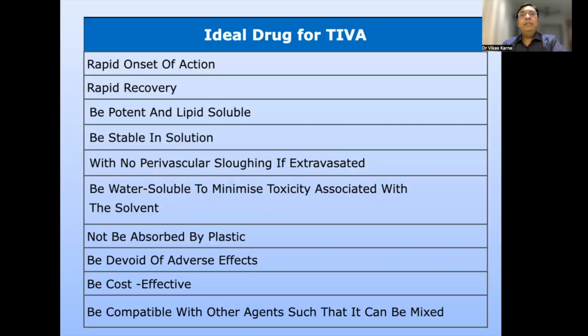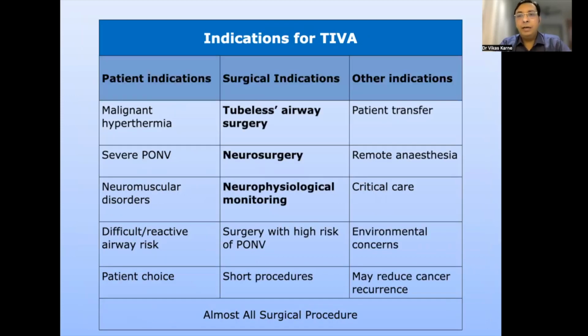So when we think of an ideal drug for TIVA, what we expect is that the drug should have rapid onset, should provide rapid recovery, should be potent and lipid soluble, and should be a stable solution with no perivascular sloughing if it is extravasated. It should be water soluble to minimize the toxicity associated with the solvent, should not be absorbed by the plastic, be devoid of adverse effects, and it should be cost effective. What are the indications of TIVA? As we know, it all started with two things.